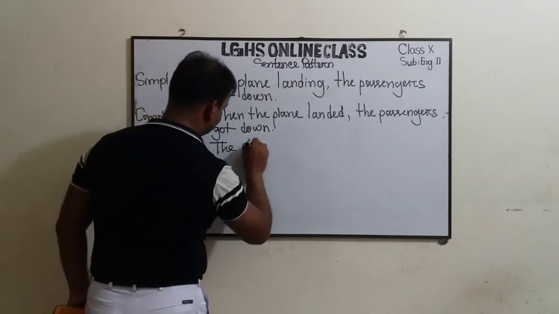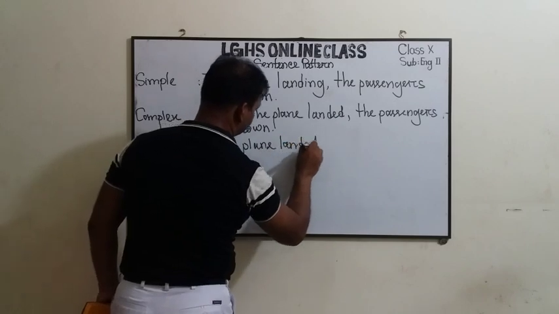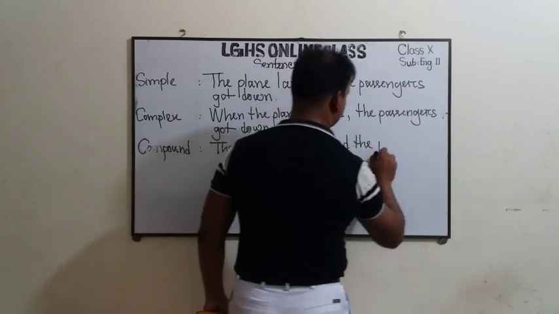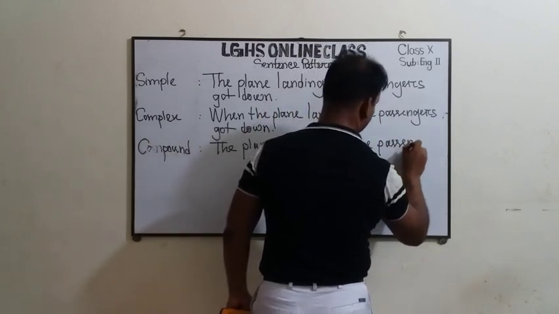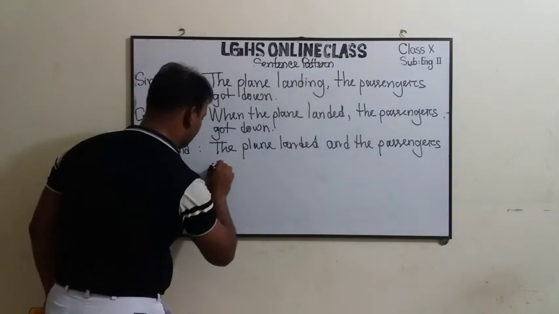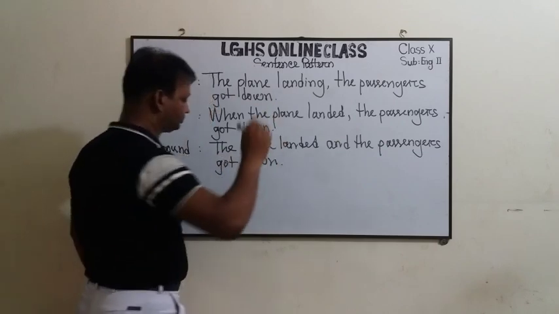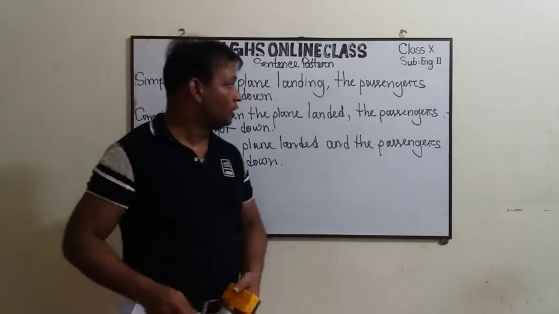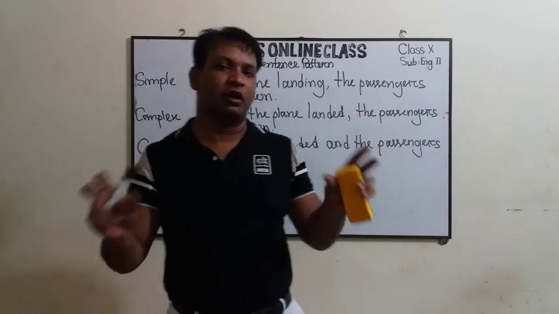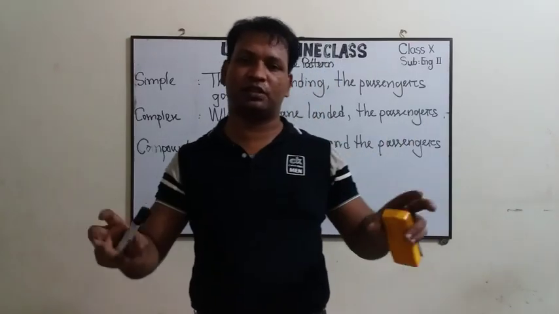The plane landed and the passengers got down. Now look at the sentences. All the sentences have two actions executed by two different agents or dual.